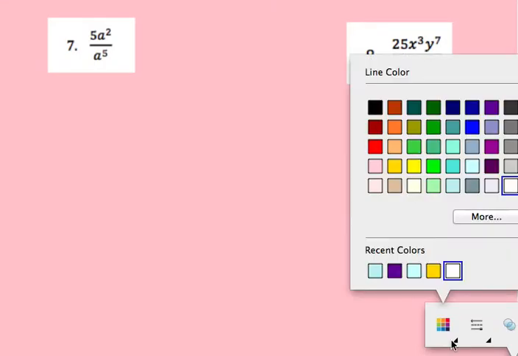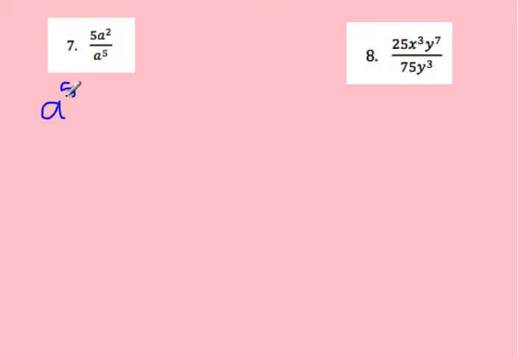So for number 7, we have 7a squared divided by a to the 5th. Well, let's start by finding our excluded value. So a to the 5th cannot be equal to 0.